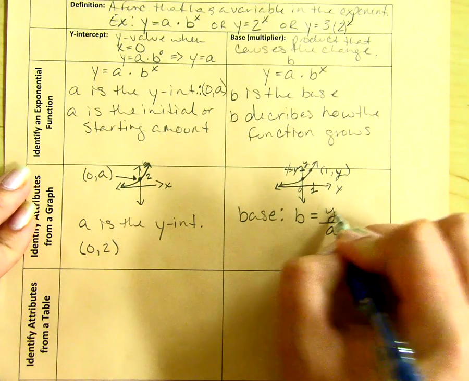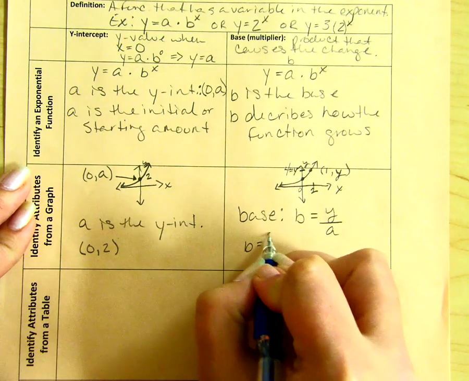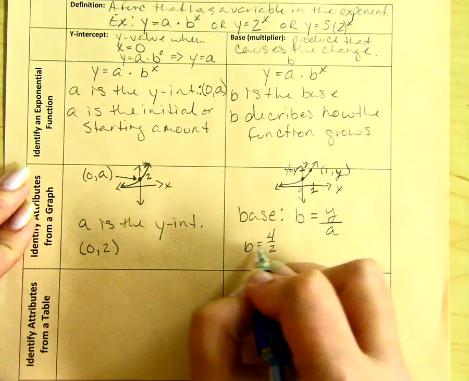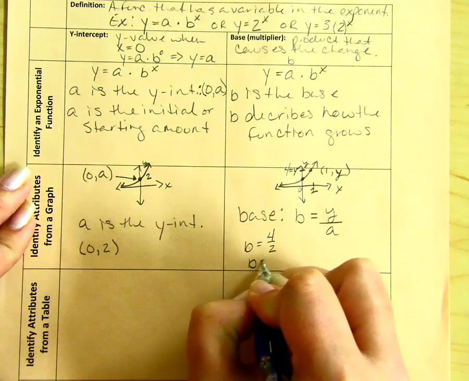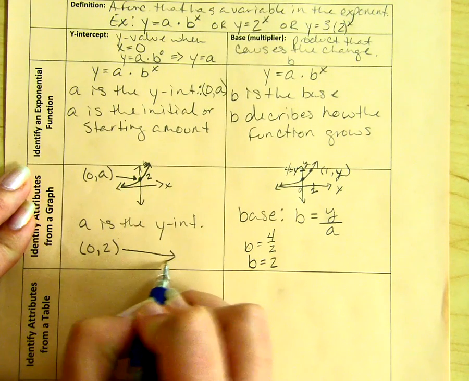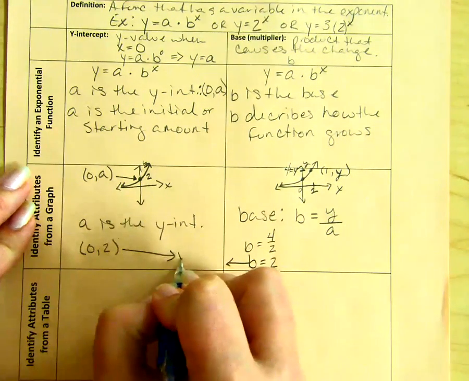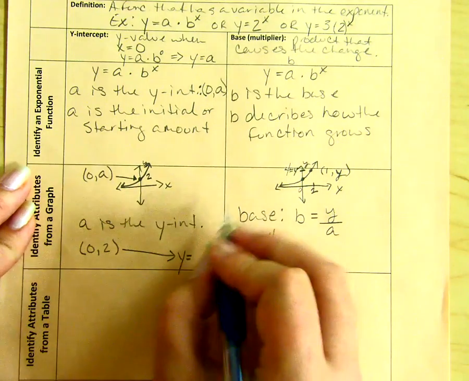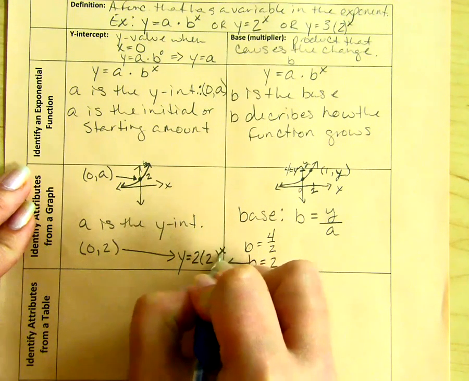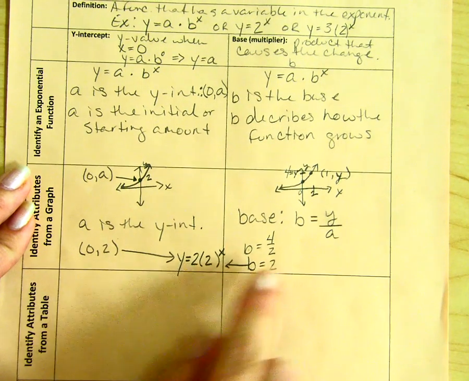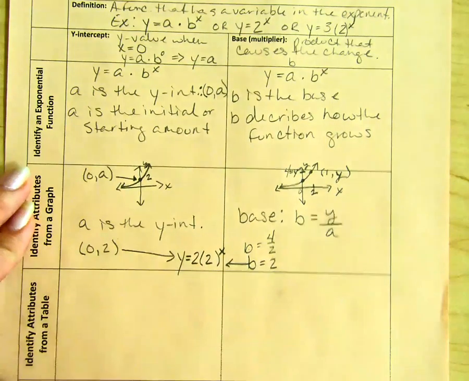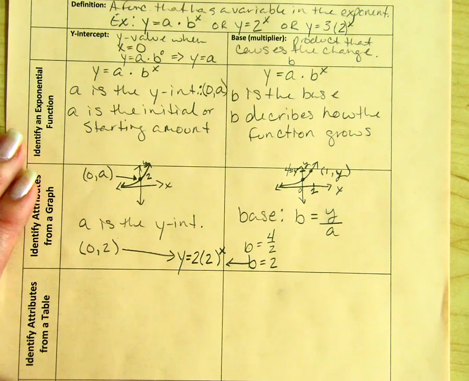So I know that this y value is 4. Then to find B, I would say B equals 4 over 2. And 4 divided by 2 is 2, so my base value would be 2. So the combined equation from this here and this here would be y equals 2 times 2 raised to the x power. Because the base B is 2 and the y-intercept is 2, I write them in this form. Okay, that's just a specific example.